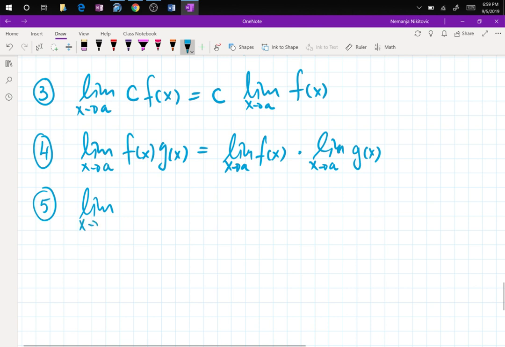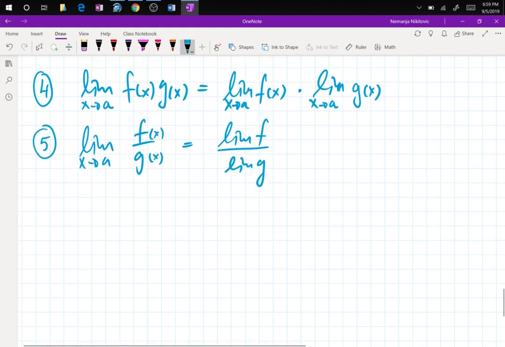Now we'll do the division, the same, f divided by g. And you are dividing the limits. So it would be the limit of f. Now I'm starting to abbreviate because it's just too many parentheses.